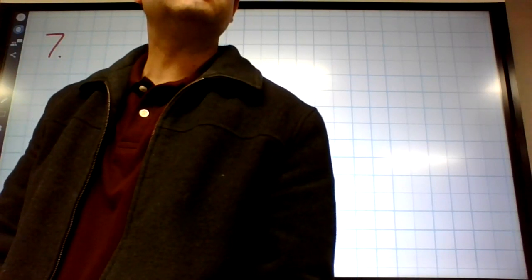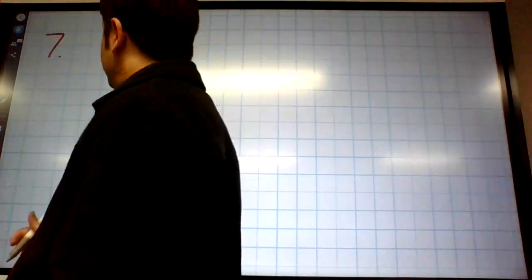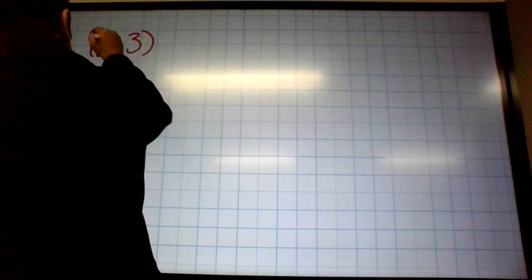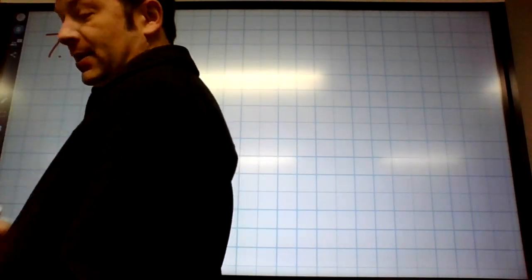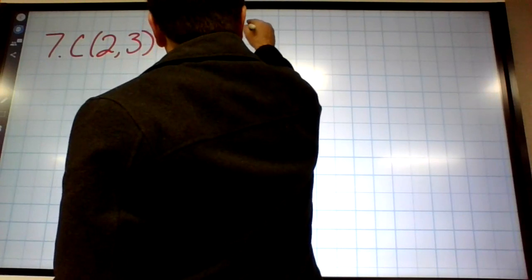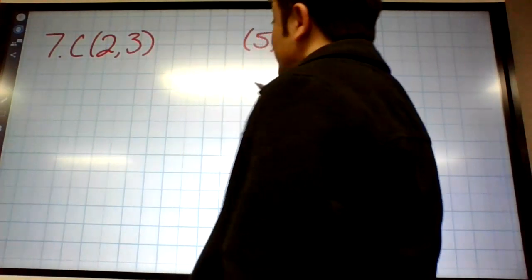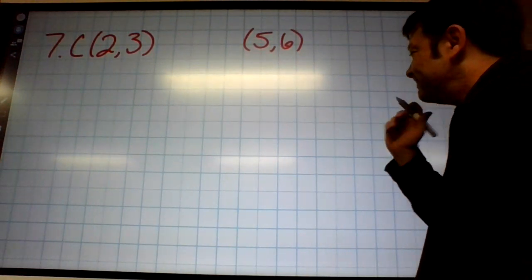Now we're getting a mess. We have to do the distance formula for the next one. The center is at 2, 3, so that part is normal. But it doesn't tell us the radius. It does tell us that the circle goes through 5, 6, though. So how could we find the radius?